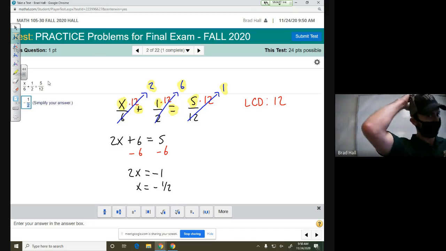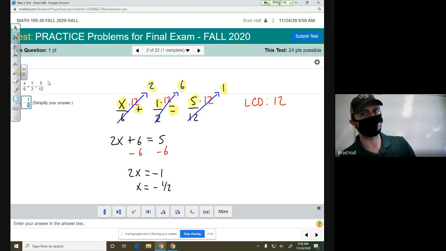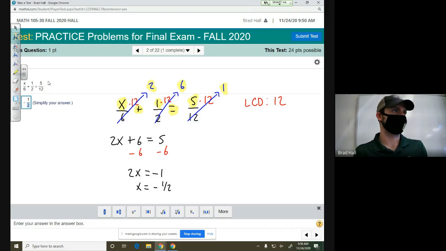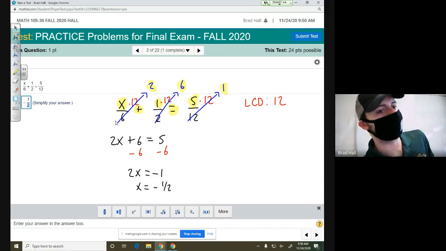And if there's an issue on your test where, let's say you put the answer as negative 0.5, and for some reason MyMathLab, being picky as it is, marks that wrong, I'll just go back in and make it right. I can grade for partial credit, and that's an easy one. I could just give you your points back. So don't worry about formatting too much, if you were wondering how to format it.